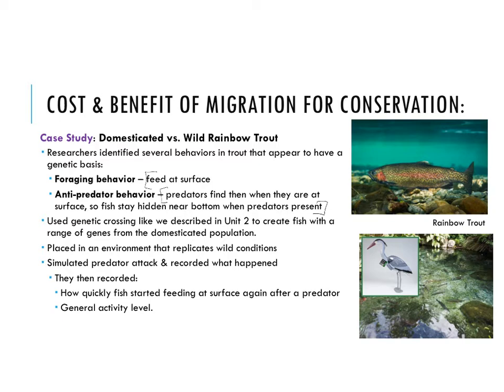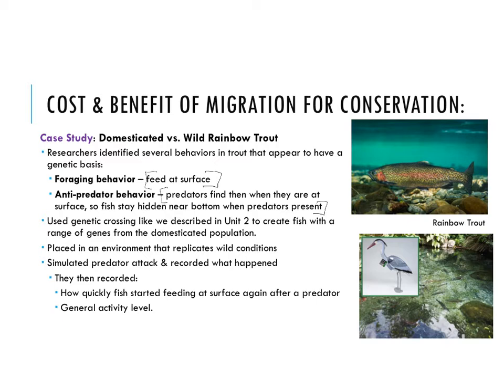So foraging, trout feed at the surface of the water. They're looking up at bugs and things like that that are falling on the water. But the challenge there is that predators are more likely to find them when they're at the surface. So when there's a predator around, the fish stay hidden near the bottom. They're not coming up to feed, they're staying low and maybe in crevices under rocks, but they're staying near the bottom. So foraging behavior is feeding at the surface, and anti-predator behavior is hiding at the bottom of the stream.